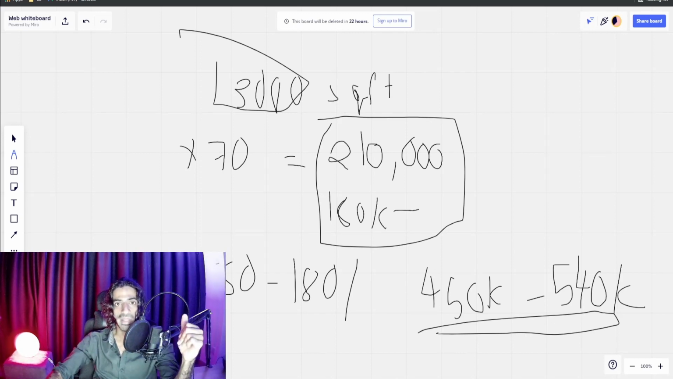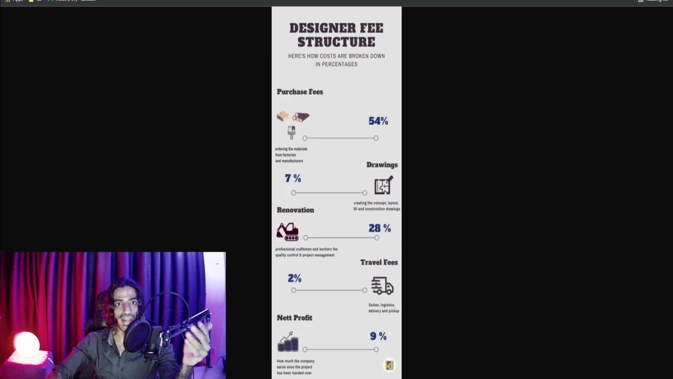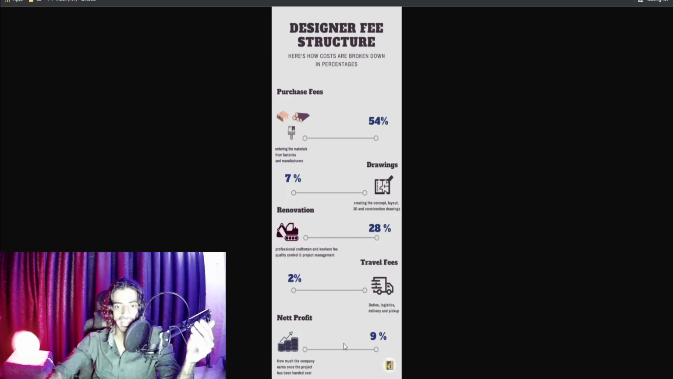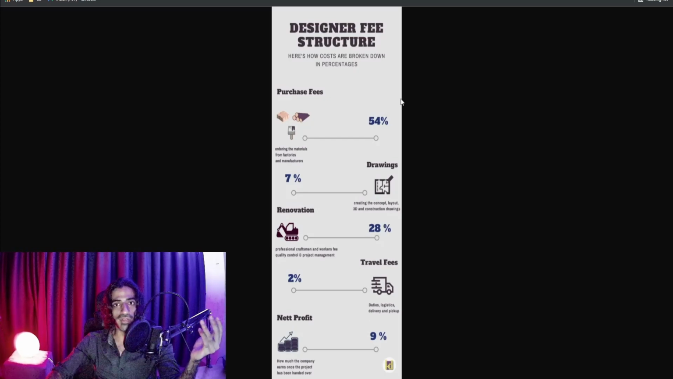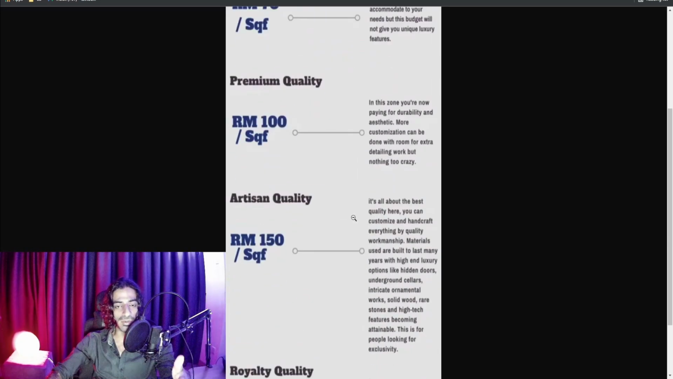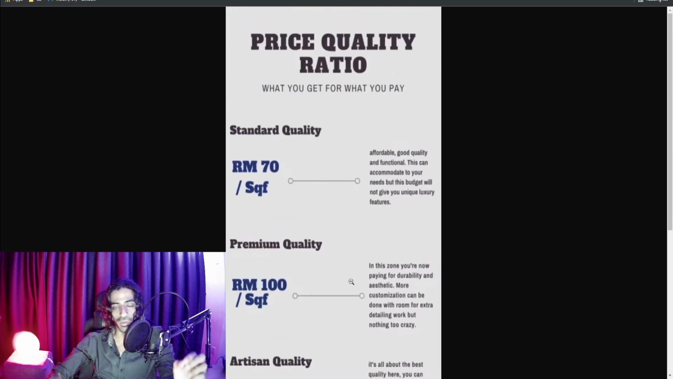Okay. Now, once you have all these fees calculated, how do you... Also, I forgot to mention that these quality tiers do not include the price for hacking or extension works or any new structures built, okay? This is just for built-in features, the plaster ceiling, the lighting, and the walls.